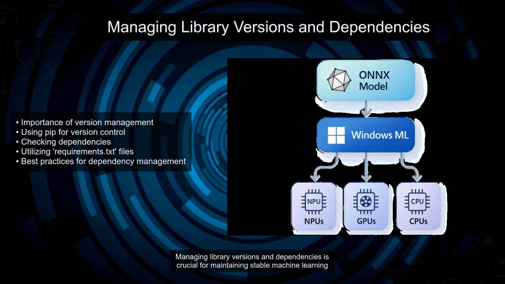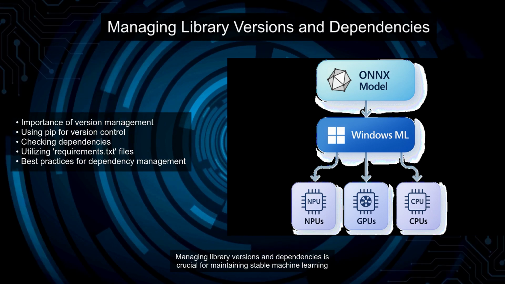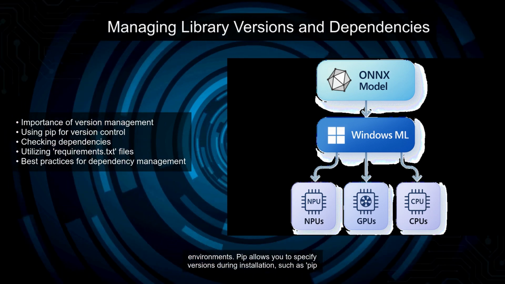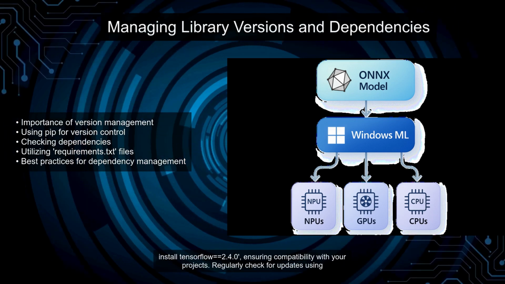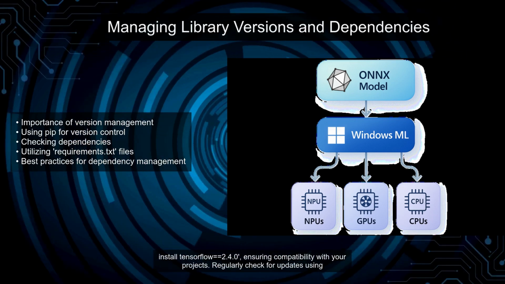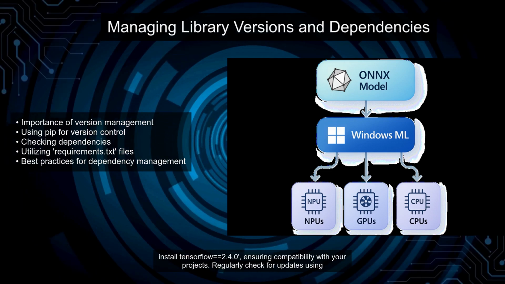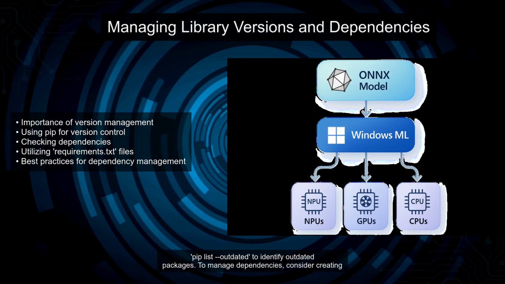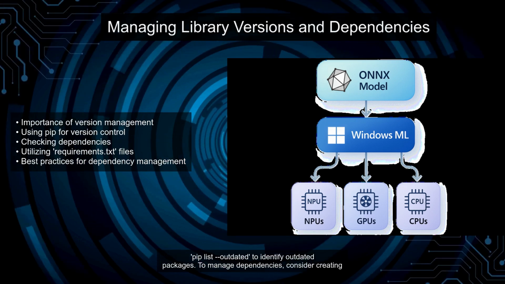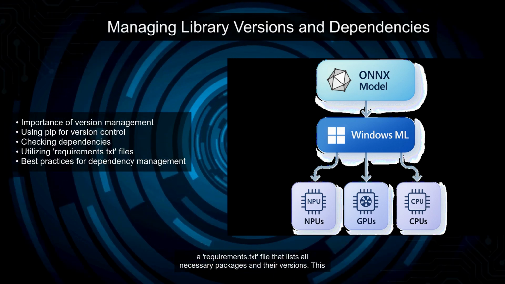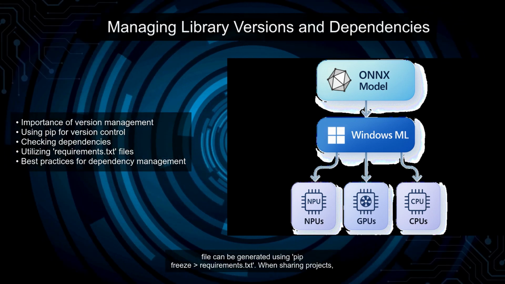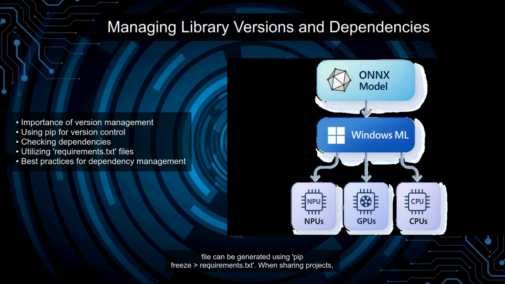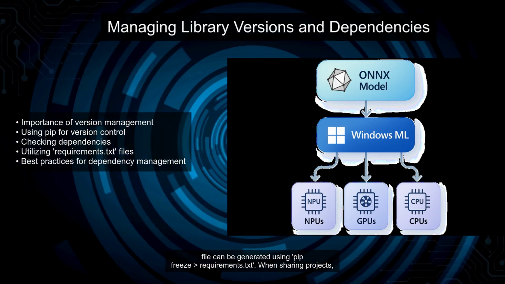Managing library versions and dependencies is crucial for maintaining stable machine learning environments. Pip allows you to specify versions during installation, such as pip install tensorflow==2.4.0, ensuring compatibility with your projects. Regularly check for updates using pip list --outdated to identify updated packages. To manage dependencies, consider creating a requirements.txt file that lists all necessary packages and their versions. This file can be generated using pip freeze > requirements.txt.